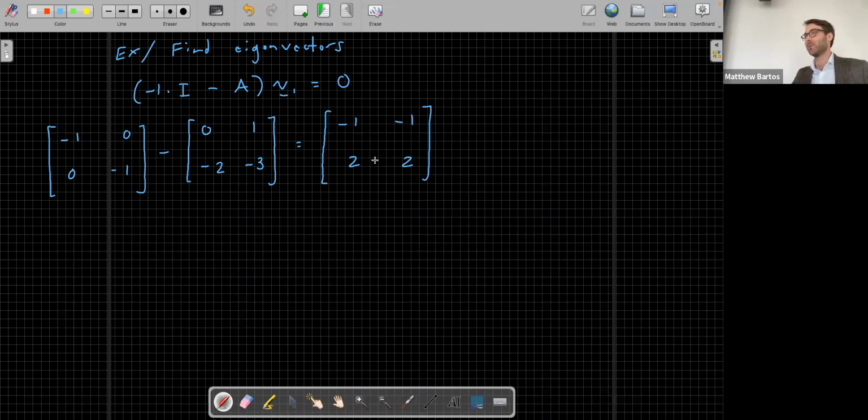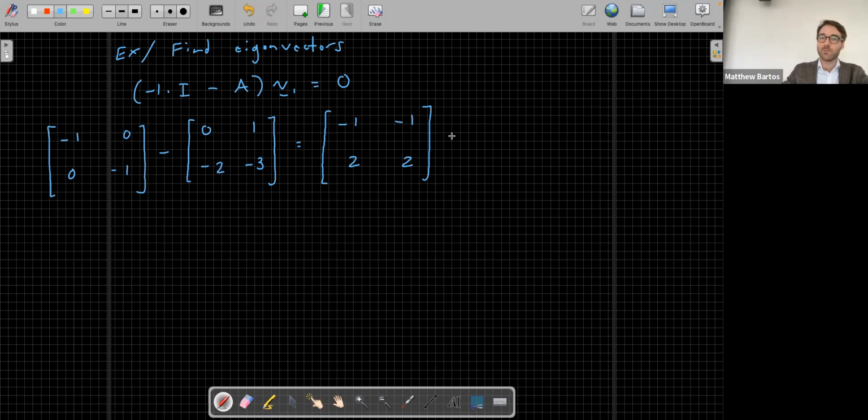From the rank nullity theorem, we know that if the rank is 1, the nullity has to also be 1. So our basis for the null space will consist of 1 vector. So there is 1 eigenvector associated with this eigenvalue. It's possible to have multiple eigenvectors associated with the same eigenvalue, so we have to check what the dimension of the null space is for each of these eigenvalues.